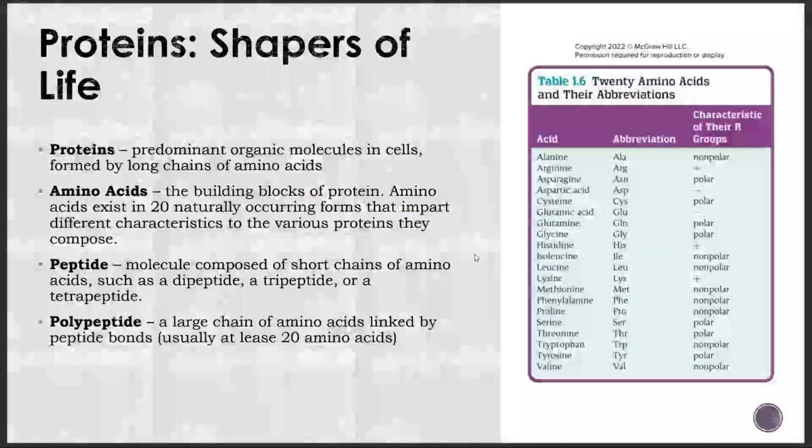Our third category today, proteins, are predominantly organic molecules that form long chains and can get folded in a variety of manners to perform work within the cell. They're composed of amino acids, which are their monomers or their building blocks. There are 20 main amino acids that occur naturally.